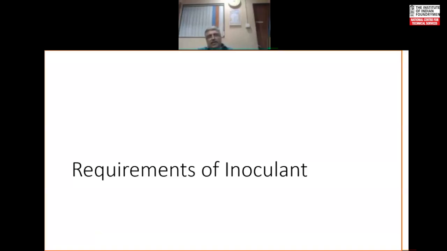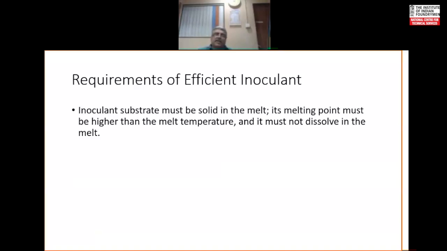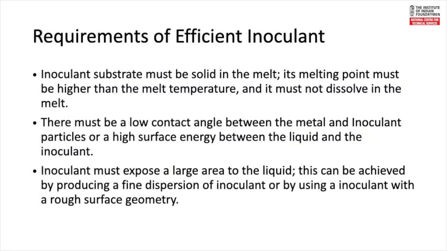Now, let's look at the requirements of a good, efficient inoculant. The inoculating material substrate must be solid in the melt. We are talking about heterogeneous nucleation. Its melting point must be higher than the melt temperature, and it must not dissolve easily in the melt.